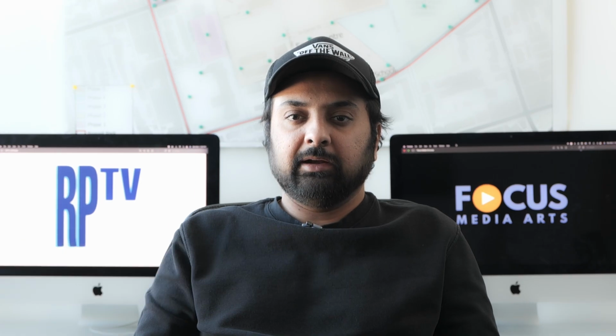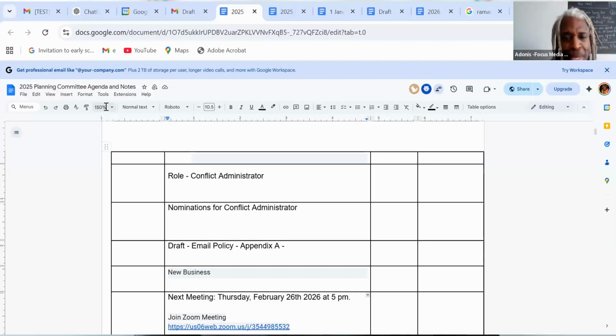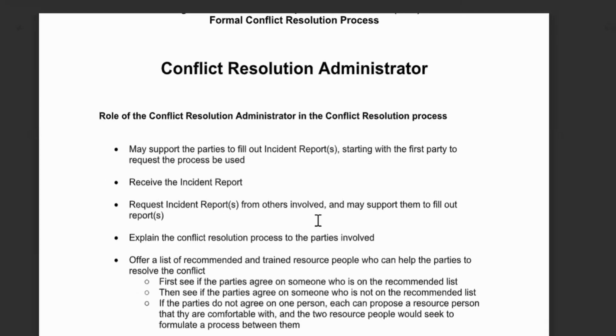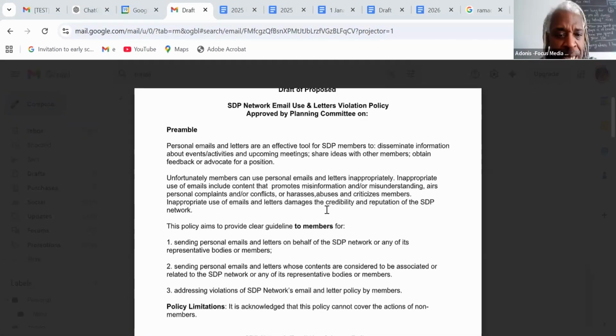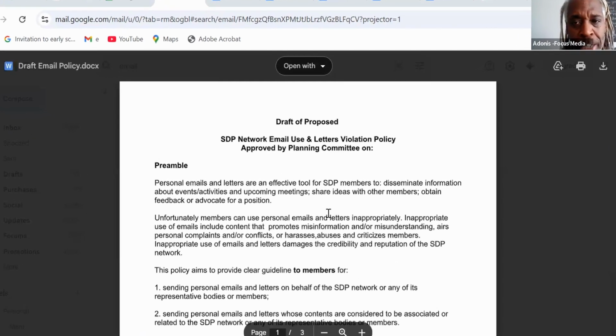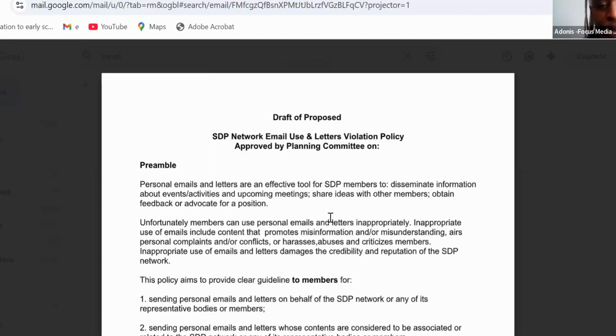On February 19, 2026, the Planning Committee of the Regent Park Social Development Plan Network came together to discuss key governance matters related to internal conflicts. Facilitated by Adonis Huggins, the meeting focused on two major items: the formalization of the conflict resolution administrator role and discussions around the SDP network's email use and letter violation policy.